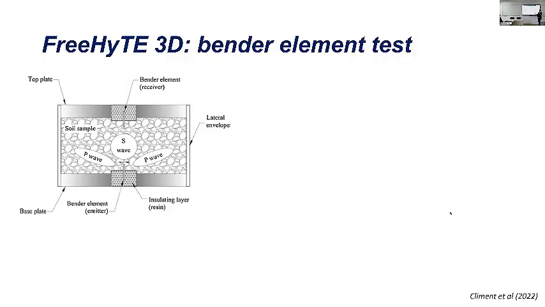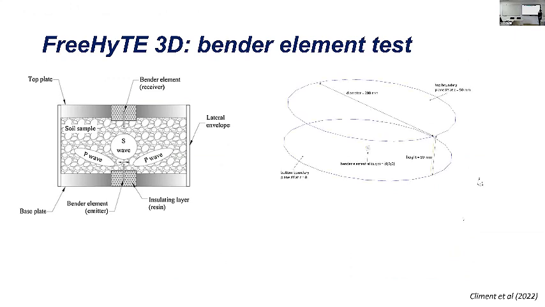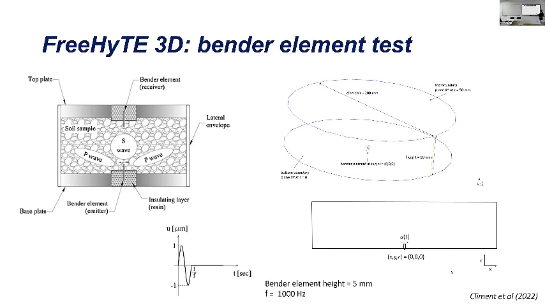And finally, we performed the simulations of the Bender element test. The geometry was a cylinder with a height of 50 millimeters and with a diameter of 200 millimeters. We installed a Bender element in the middle of the bottom boundary. This Bender element vibrated in the X direction at a frequency of 100 Hertz, but only 1 cycle was considered. So the Bender element was not vibrating all the time, it only vibrated 1 time.